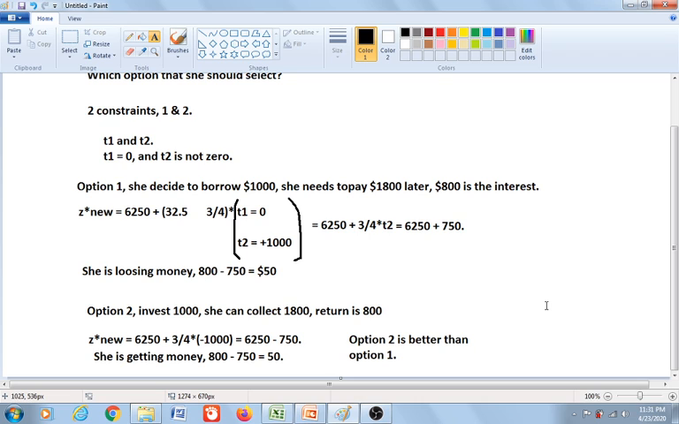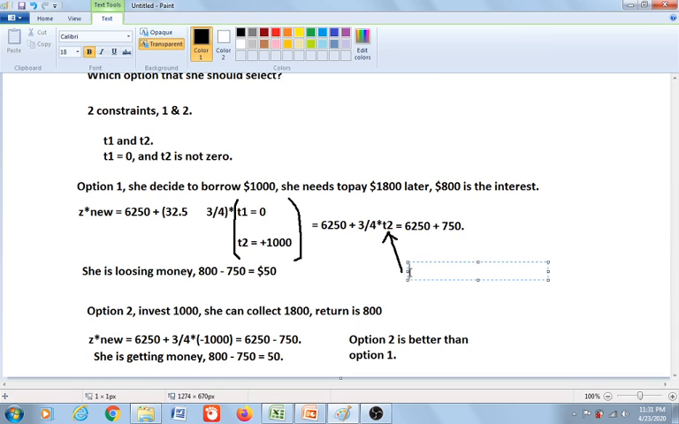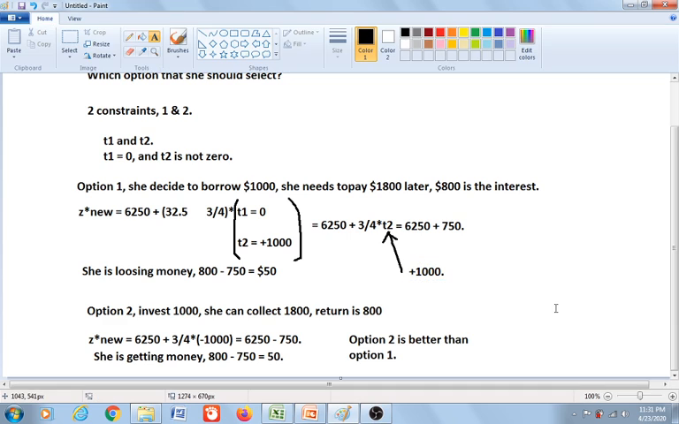So before I continue, I think for option number 1, the value of T2 over here is positive 1,000. I already put that on this matrix. I just want to make it clear so you guys will not be confused.